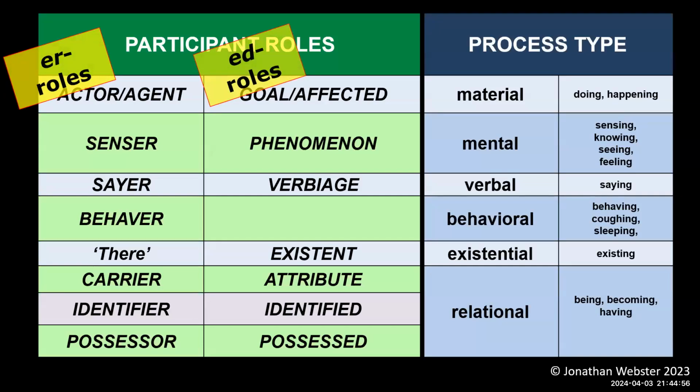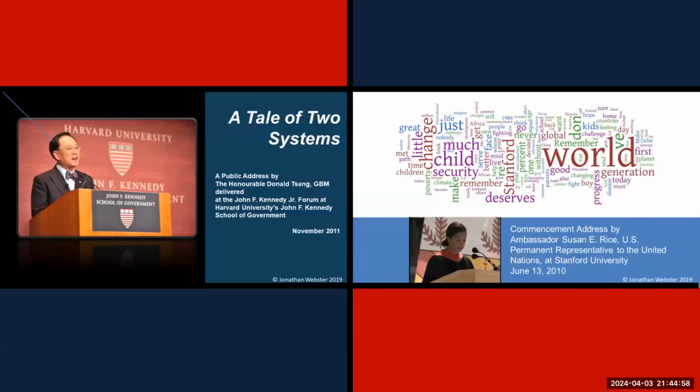So we distinguished the process types, the roles of participants. We saw how this played out in two examples. Donald Tsang's speech, where material processes were largely done by things. Susan Rice's commencement speech, where it's people doing. Two different ideologies, two different perspectives, both influencing the way they speak. Choices that they're making in language.